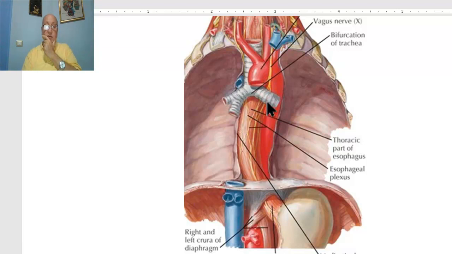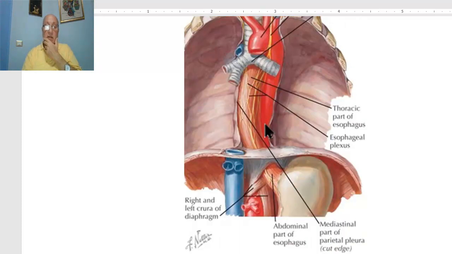This picture is very good for the anterior relation. Left main bronchus. Then here, the pericardium and the heart are removed. The terminal part of the descending aorta is related to the esophagus, which crosses at the level of T7 in front, and finally the diaphragm, and here the aortic opening in the diaphragm.